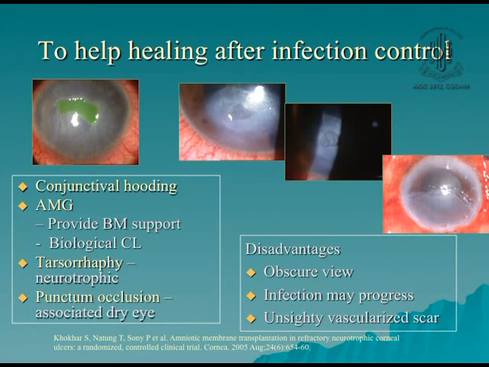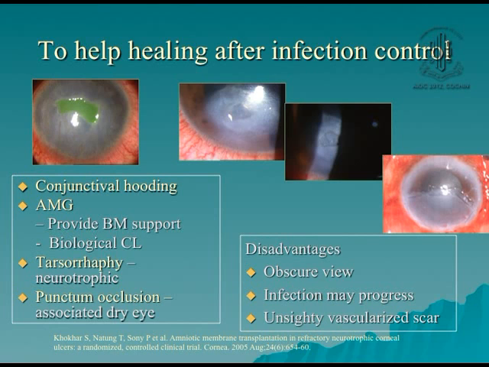So here the infection is obviously controlled, but the epithelium is not healing. Could be due to any reason, maybe a medication toxicity or a problem in the basement membrane as in diabetic, or a neurotrophic component or a dry eye. So the usual procedures advised here are conjunctival hooding, which already Dr. Basak mentioned in some places.